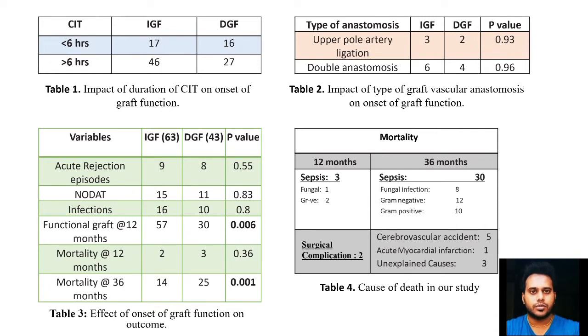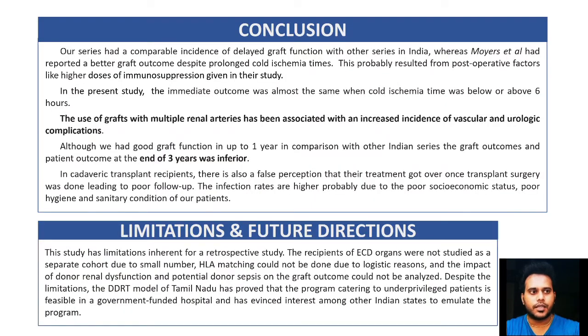There was statistically no significant difference between the onset of acute rejection or new onset diabetes after transplantation and mortality at the end of 1 year. But there was statistically significant difference in the mortality at the end of 3 years between these two groups, most common cause being sepsis. The use of grafts with multiple renal arteries has been associated with increased incidence of vascular as well as urologic complications in our study.